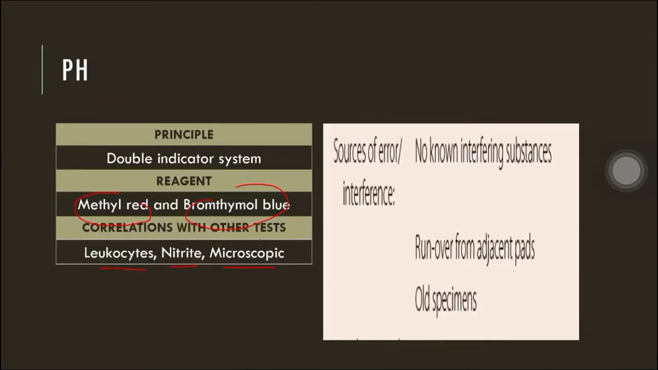Okay. How about the sources of error and interference? No known interfering substances, but again, pH is subject to runover from adjacent pads. I mentioned earlier during the reagent dipstick technique, or reagent strip technique, that since the pad next to pH is protein, and protein has a citric acid buffer in its reagent pad, the tendency, if you do not blot the reagent strip on absorbent paper, is that the citric acid buffer reagent of protein can run over to the pH, causing interference, a falsely acidic pH or erroneous result.